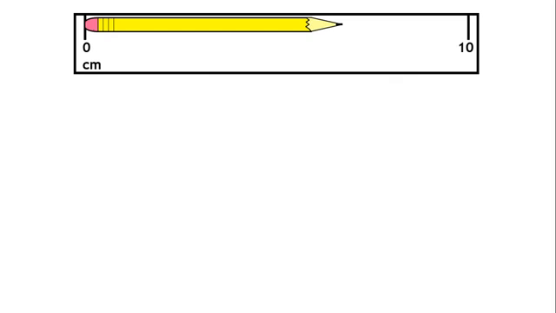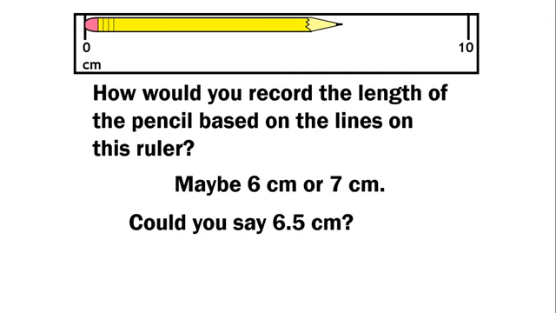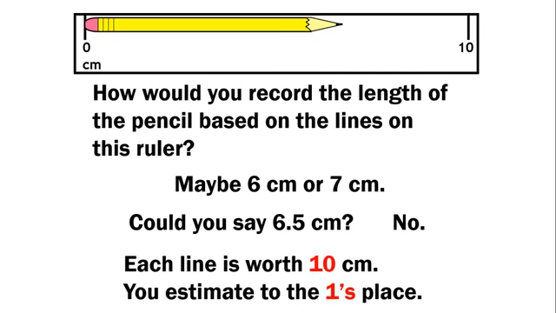So in this ruler, where there are only two lines, one at 0 centimeters and one at 10 centimeters, to record the length of the pencil, you could say maybe 6 or 7, but you could not say 6.5. And that's because every line on this ruler is worth 10 centimeters, so we can only estimate to the ones place. That's kind of a silly ruler, so let's look at a more conventional ruler that actually has more lines on it.